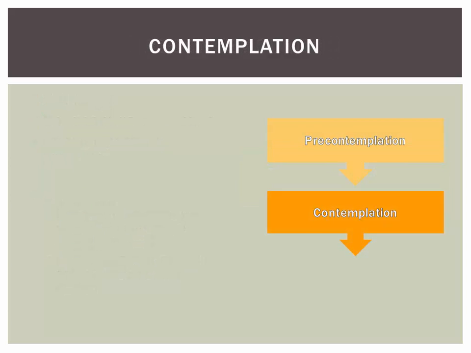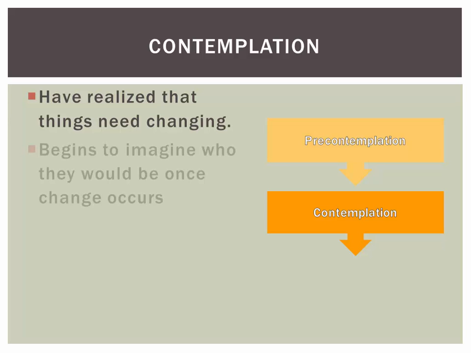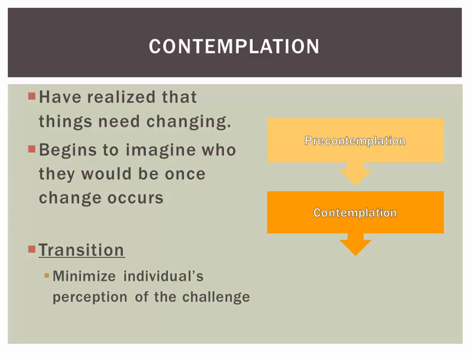Contemplation. People in this stage have realized that things need changing, but need a nudge in the right direction. A key indicator of this stage is when the individual begins to imagine the person they would be once change occurs. When in this stage, minimizing the individual's perception of the challenge is key. This often takes outside intervention.